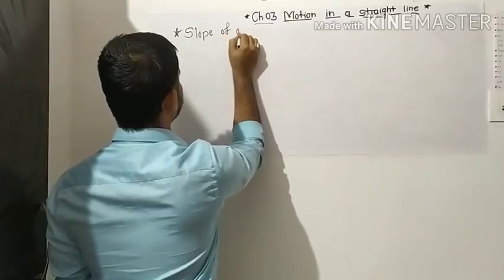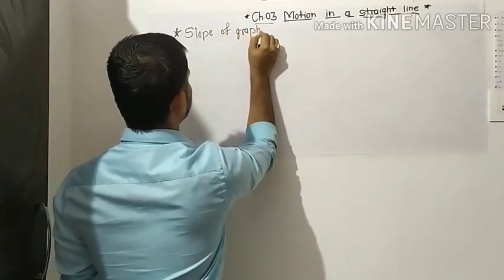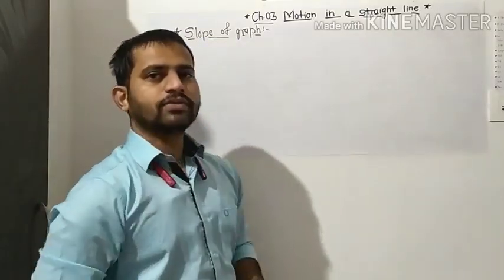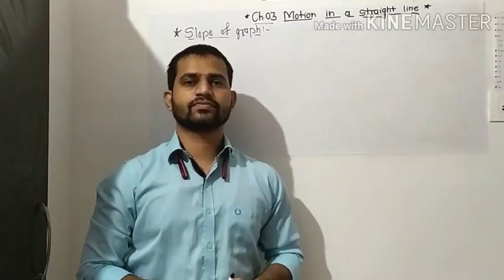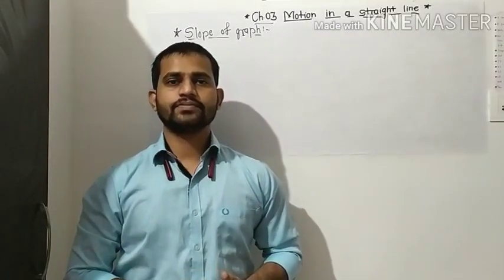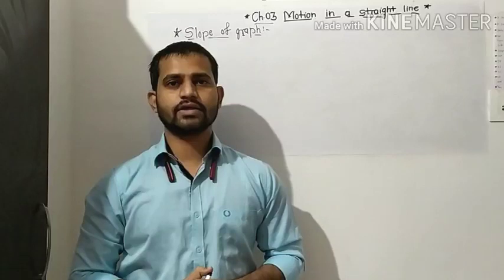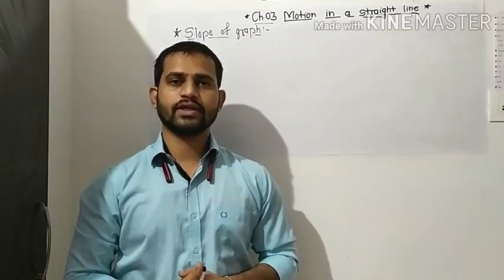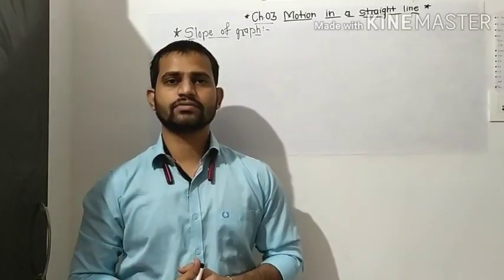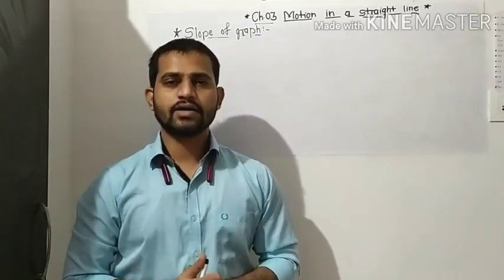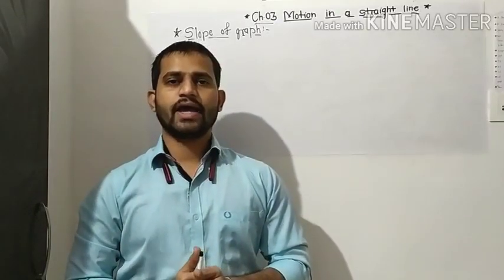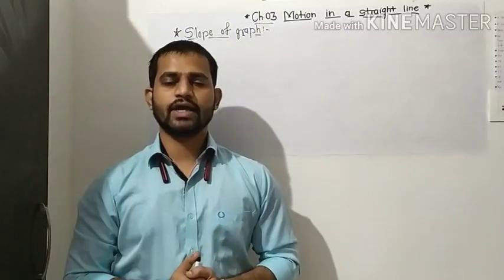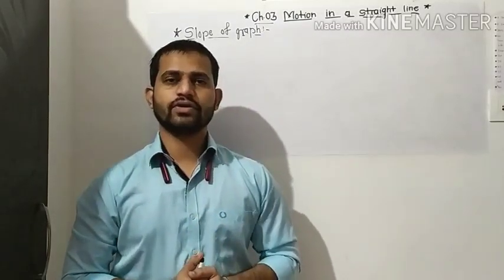Slope of a graph. We know what the slope is. Slope is the tan of the angle represented by the inclined line with respect to the horizontal. In the graph, what is the slope? It is the tan of the angle subtended by an inclined line with respect to the horizontal. That tan of the angle represents the slope of that particular graph.